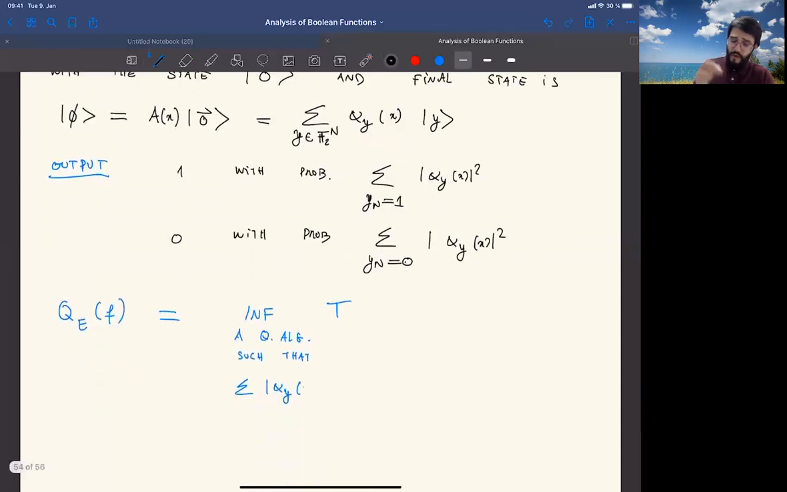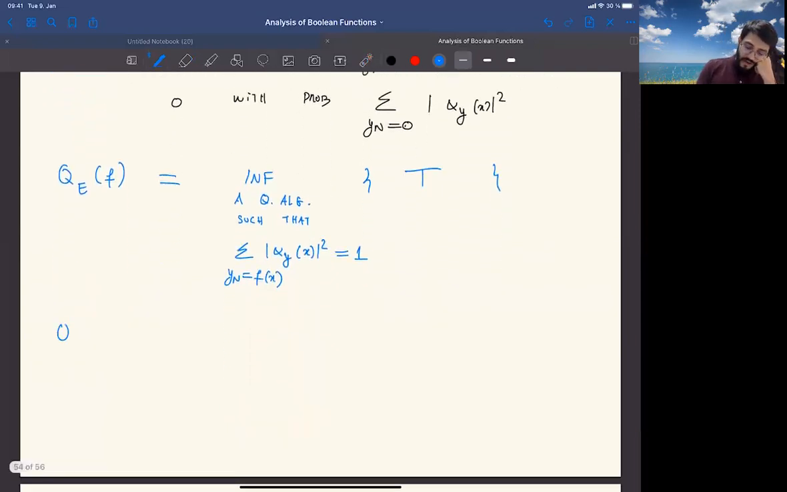Okay. So I give you a quantum algorithm, and then I sum over all the guys that give you exactly the value of f of x. So if f of x was 1, then I summate over all the ones. Okay. And to be exact means that this thing here equals 1. Then it computes exactly. Okay. So you minimize the height T over all the quantum algorithms that compute exactly f.